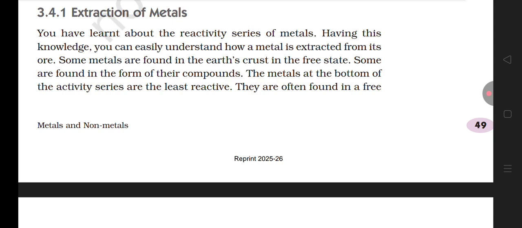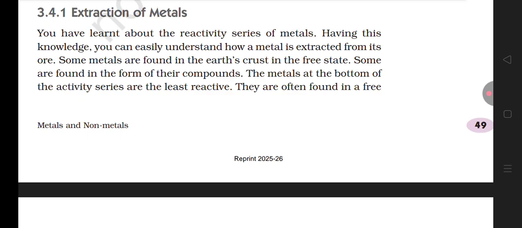Now if I talk about ore, in concentration of ore there are three sections: metal of high reactivity, metal of medium reactivity, and metal of low reactivity. For metals of high reactivity, there is a process known as electrolysis of molten ore. Electrolysis means supplying electricity, and we directly get the pure metal. This is the case for potassium, calcium, sodium, the metals of high reactivity.